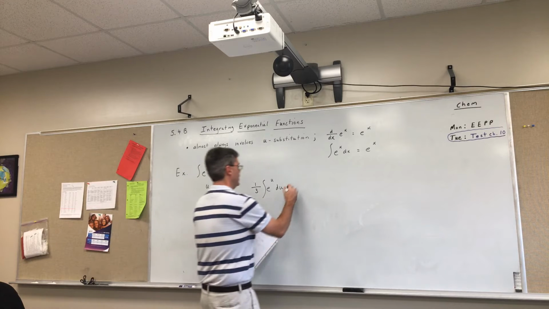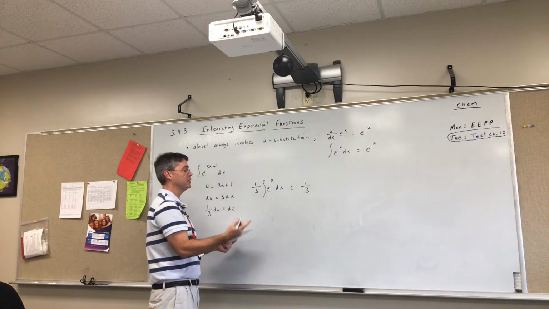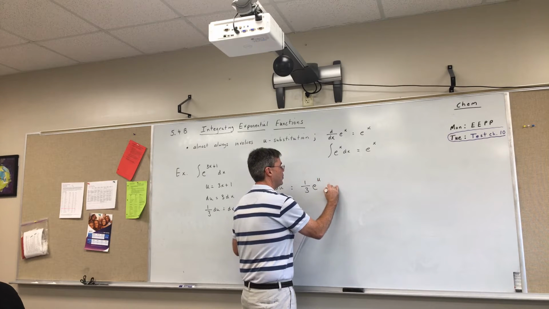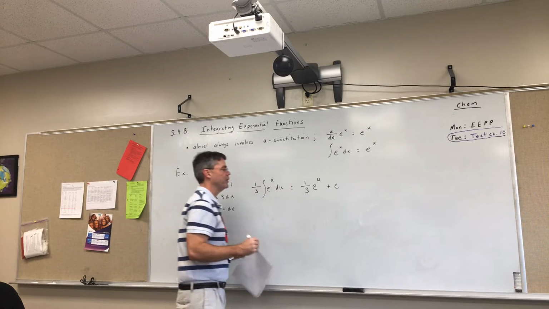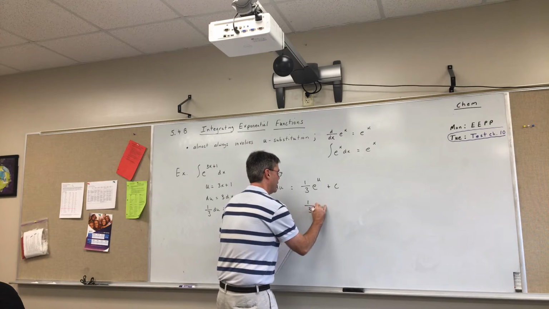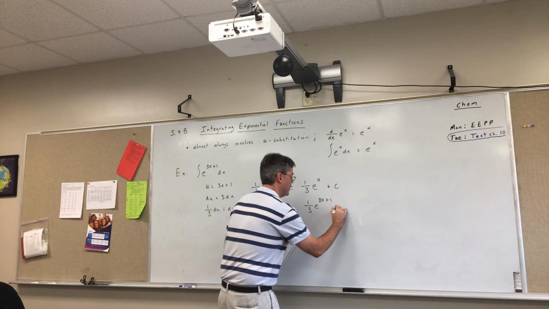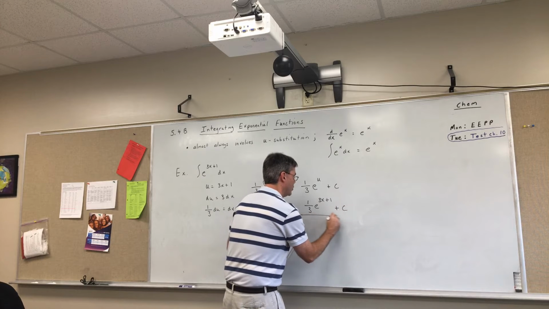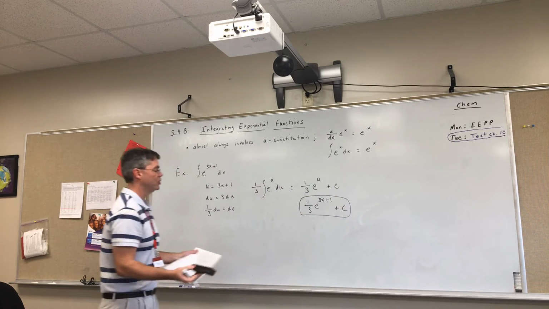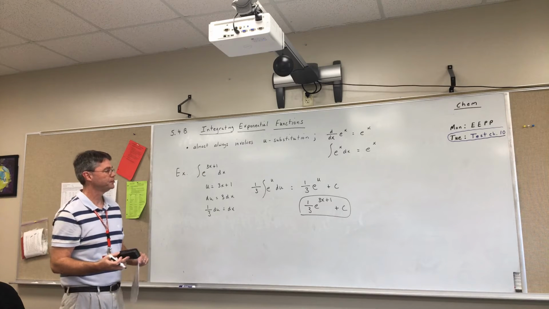Alright, so that's going to be 1/3. The antiderivative of e to the u is just e to the u, so 1/3 e to the u plus c. So we need to substitute u back in, so that's going to be 1/3 e to the 3x plus 1 plus c. And then you can take the derivative of that, and if you do, to check it, then you'll just be back right at e to the 3x plus 1.